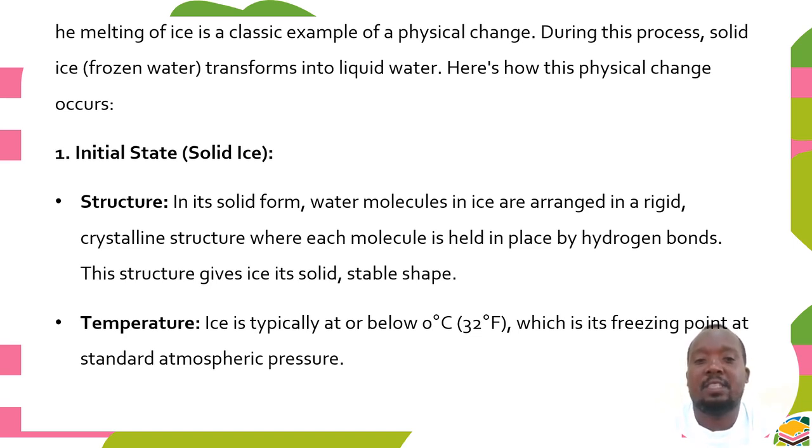Well, the first stage is the initial state, that is solid ice. The structure of solid ice: it is solid at room temperature, in solid form. Water molecules in ice are arranged in a crystalline structure where each molecule is held in place by hydrogen bonds. This structure gives ice a solid, stable shape. Temperature: ice is typically at or below 0 degrees Celsius, which is its freezing point at standard atmospheric pressure.